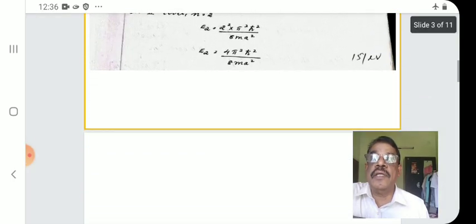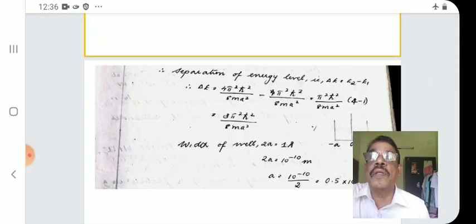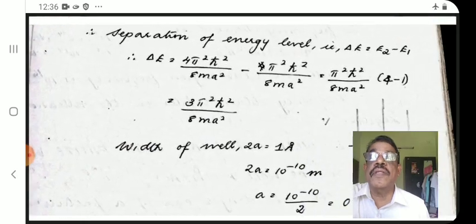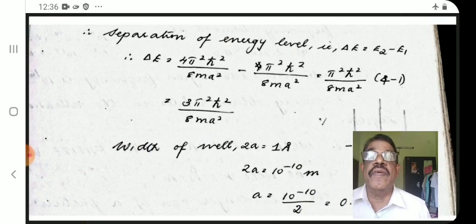So next step is separation. Separation between the two levels, energy levels, the first level and second level, that we mark as delta E.